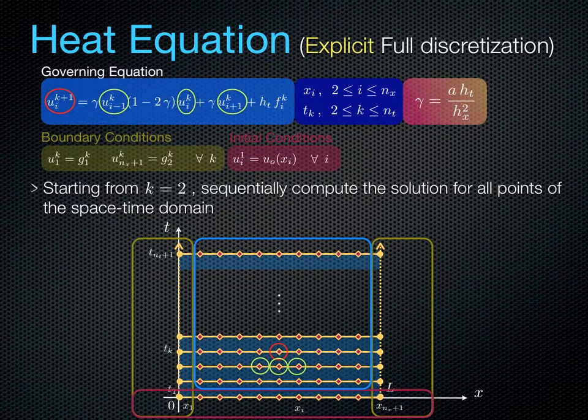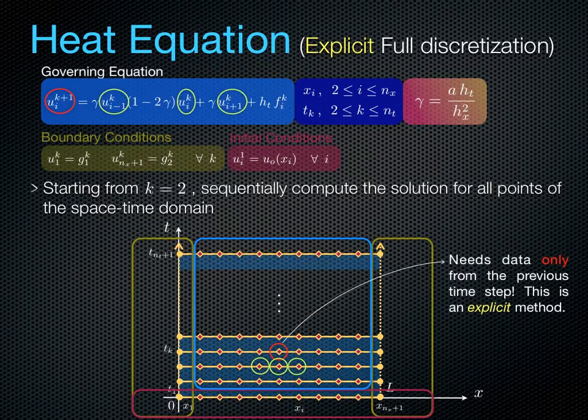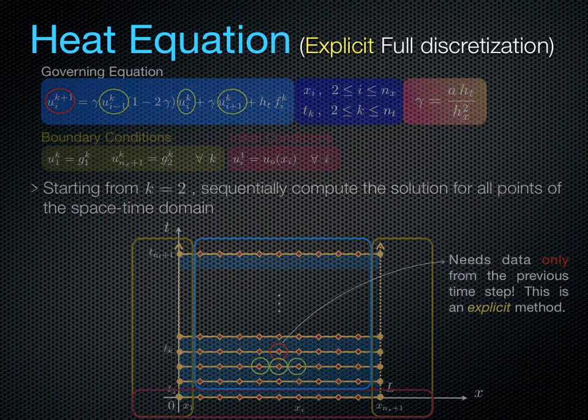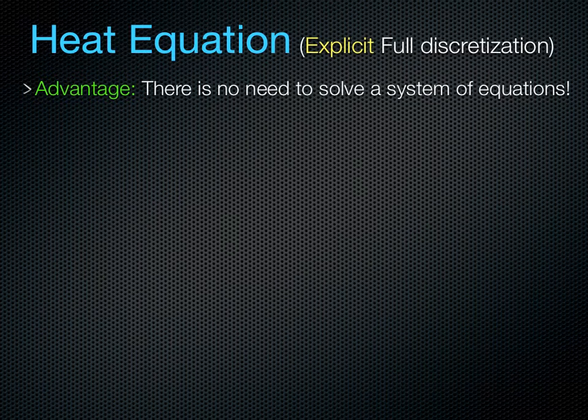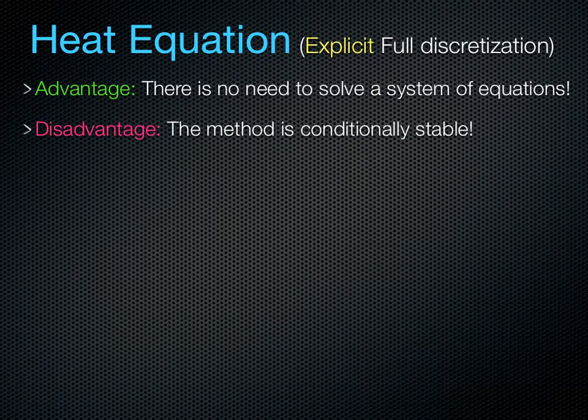So this means that only data is needed from the previous time step, and this is no surprise. We were going after an explicit full discretization, and this is what we have. It's an explicit method, so its solution is going to be pretty simple. We are not going to have to solve a system of equations and such. However, we're going to pay the price in terms of stability, and this method is only conditionally stable.